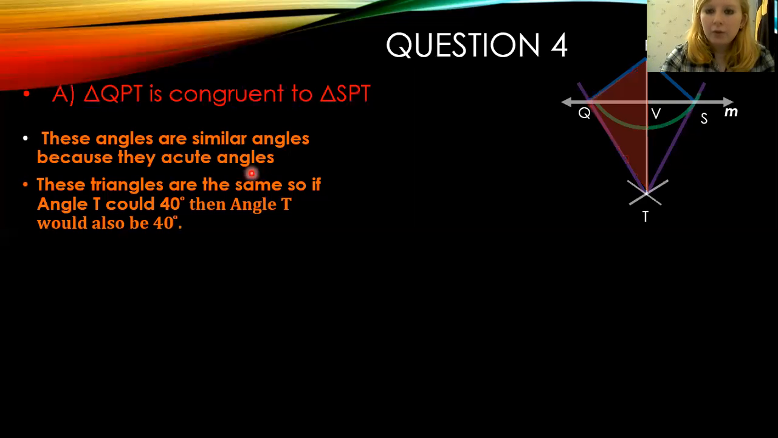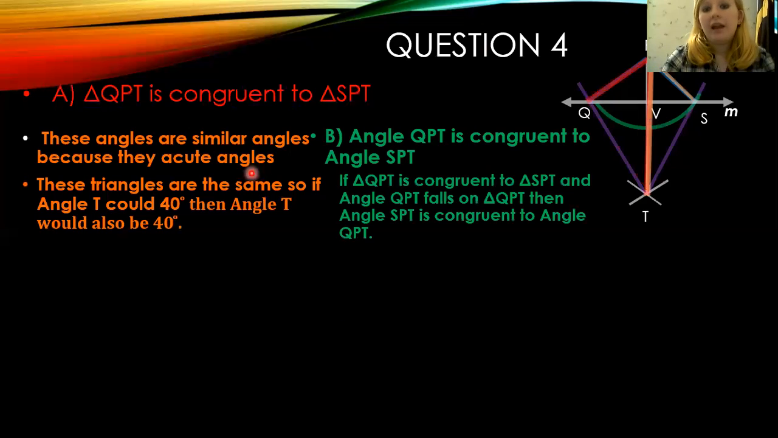So they assume that angle QPT is congruent to angle SPT. Well, if triangle QPT is congruent to triangle SPT, and angle QPT falls on triangle QPT, then angle SPT is congruent to angle QPT because the point of the angle, point P, would be the same on both sides of this figure.